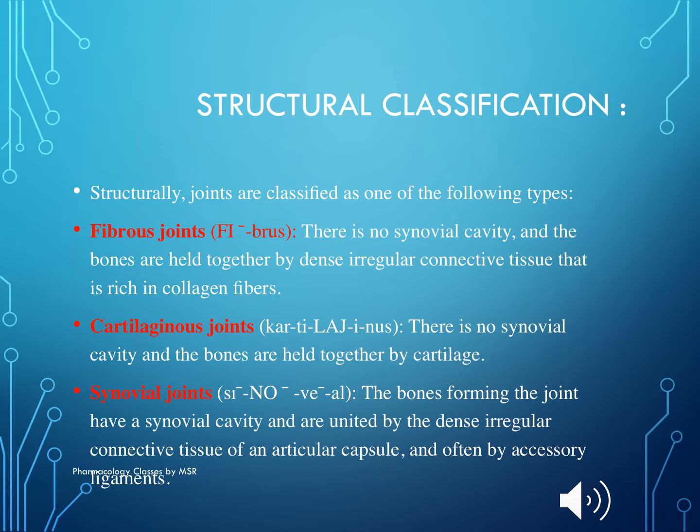The second one is the cartilaginous joint. As the name indicates, the bones are held together by cartilage, so we term it a cartilaginous joint. In both the fibrous joint and the cartilaginous joint, we don't have the synovial cavity. Moving on to the third one, the synovial joints. They have the synovial cavity where the bones are held together by irregular connective tissue and also by the required ligaments.